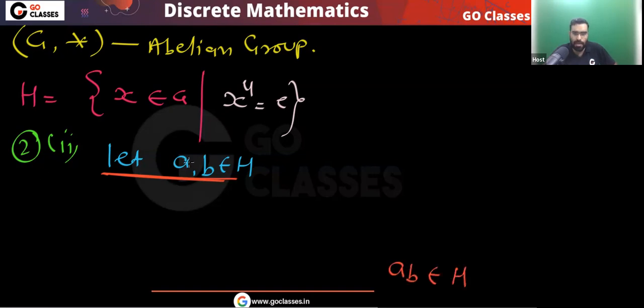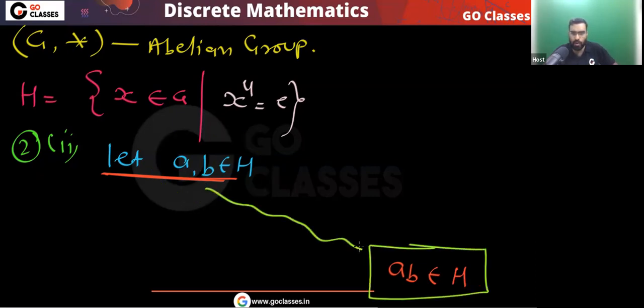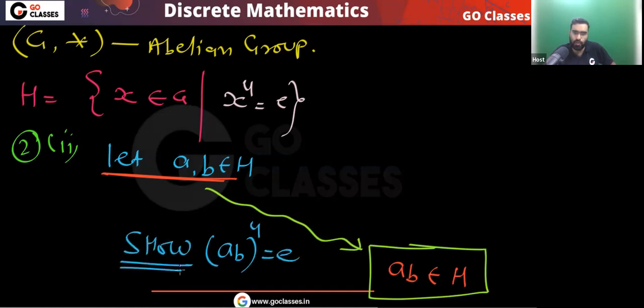See, A comma B belonging to H. How can you prove that AB belongs to H? Very simple. You have to prove that (AB) power 4 is equal to E. This is what you need to prove. Yes or no? Agree? Is this point clear?